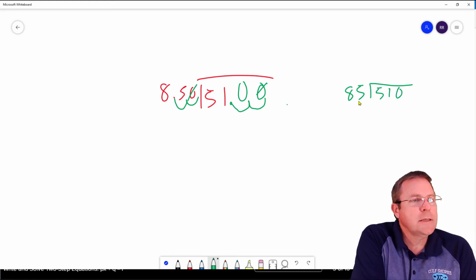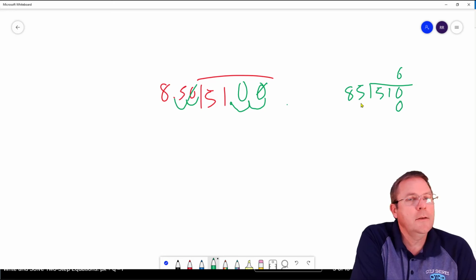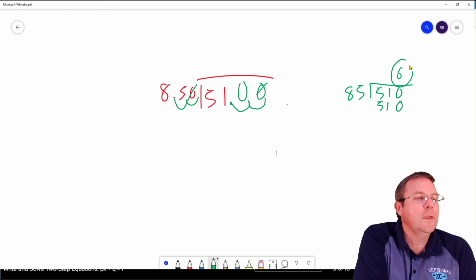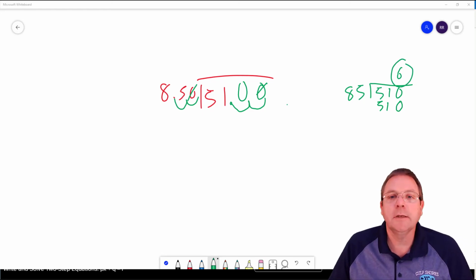Best guess is what's going to go into 510. Well, 80 goes into 500 6 times because that'd be 480. So let's try 6, see what happens. 6 times 5 is going to end up being 30. 6 times 8 is going to be 48, plus 3 is going to be 51. So the answer is going to end up being 6.